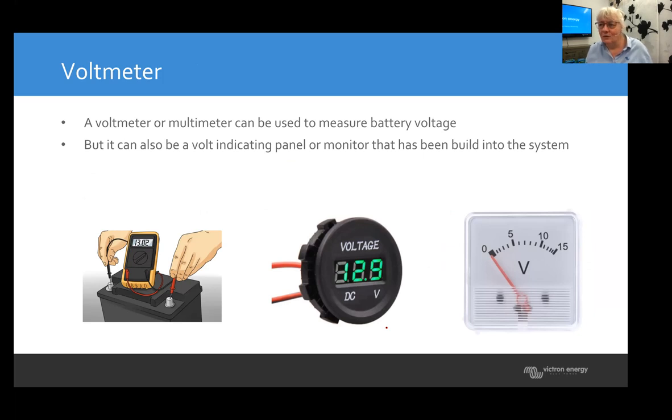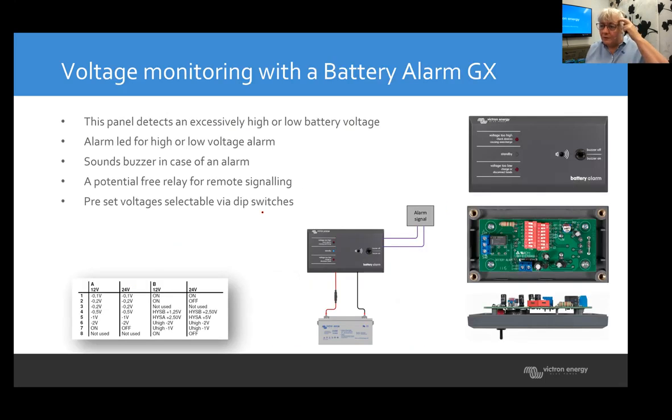And given that you shouldn't really let lead acid discharge below 50%, you can't tell that by just looking at the voltage. But voltage monitoring is common. So systems sometimes have a little voltmeter built in. This gives you some basic idea of what's going on. So fault monitoring, we for instance have our battery alarm panel.